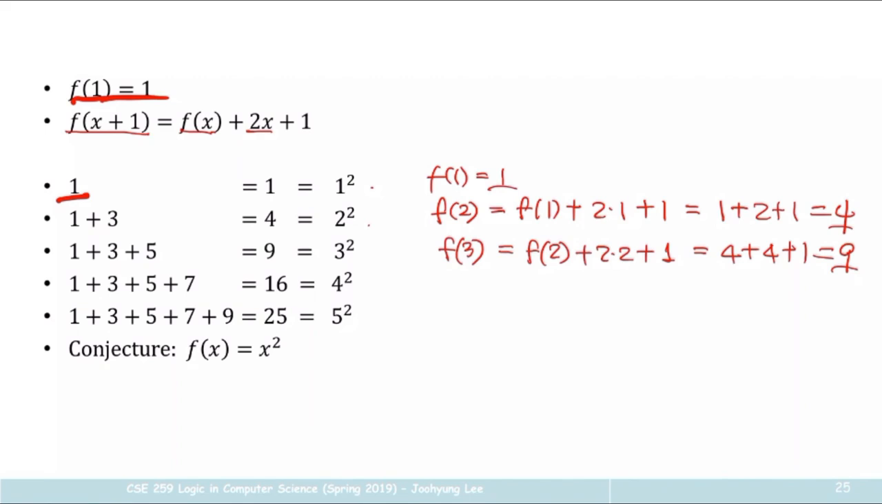Okay? When you try f of 1, 2, 3, 4, 5, then you will see that the numbers are in squares form. So you say this as conjecture, f of x is x squared. Okay? So some student claims that this is the proof. What is wrong with this idea?